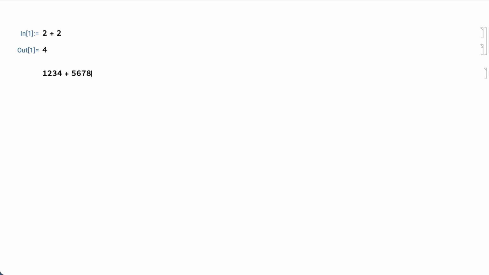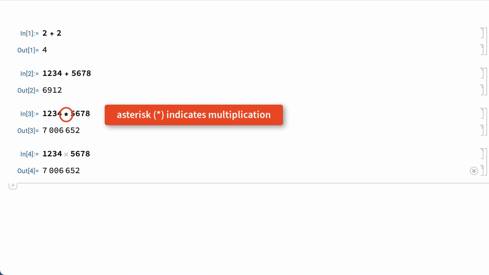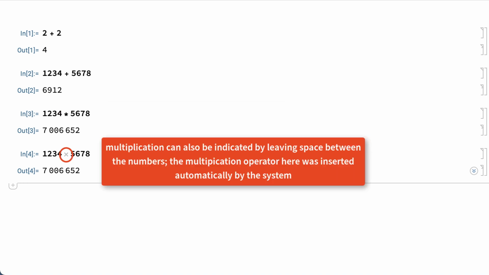The result is displayed below the input. Addition can also be done for larger numbers. Multiplication can be entered with an asterisk character. Multiplication can also be indicated by simply leaving space between the numbers. The display of this input shows a multiplication operator between the numbers. This input was entered by simply typing a space between the numbers, and the multiplication operator was inserted automatically by the system to make it clear that the input will be treated as multiplication.